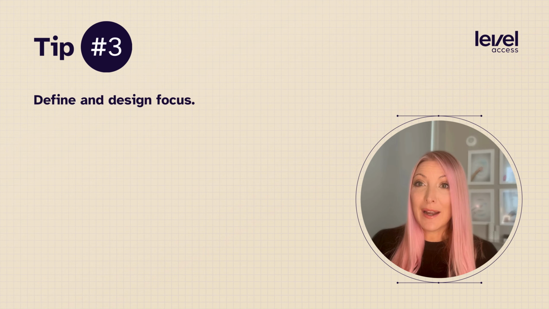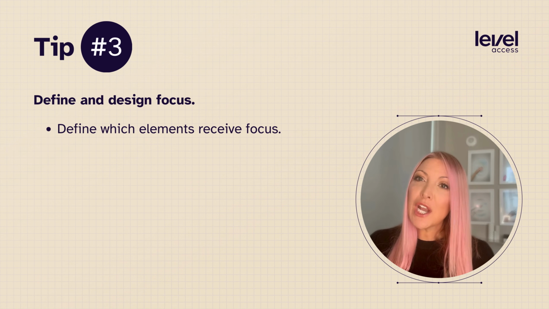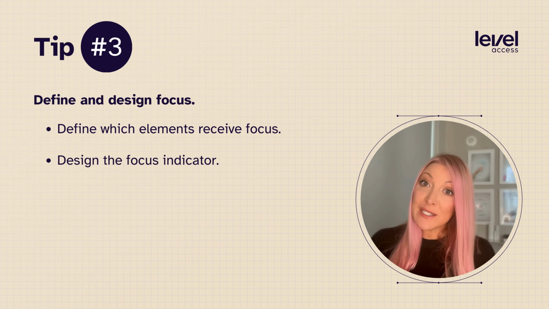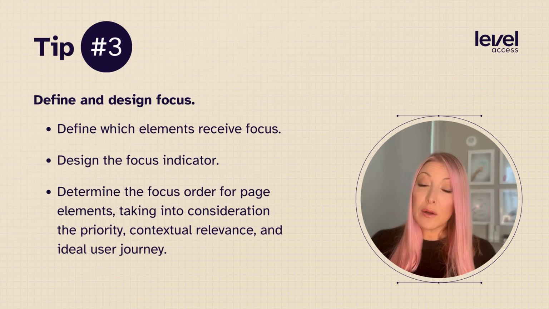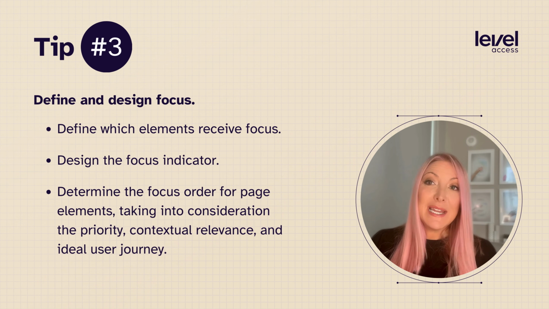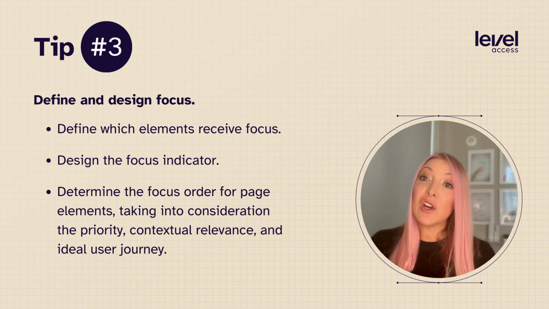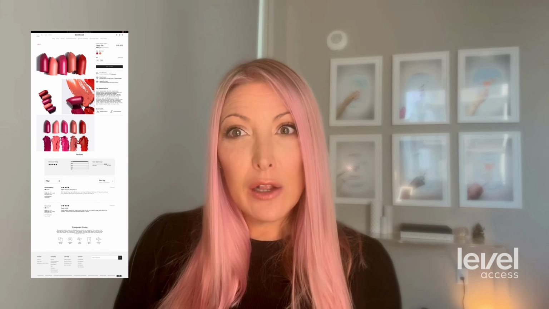Something we need to do in design is clearly define which elements receive focus. We also need to think about what the focus indicator looks like and in what order we want that focus to be. It's possible that the visual order from left to right, top to bottom, isn't the ideal flow for the best user experience, especially in a PDP, where content might have contextual groupings or be in multiple columns. By thinking about the priority and the context of the elements, we can really improve the user's journey on the page.